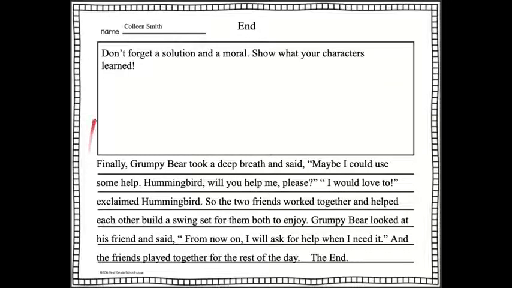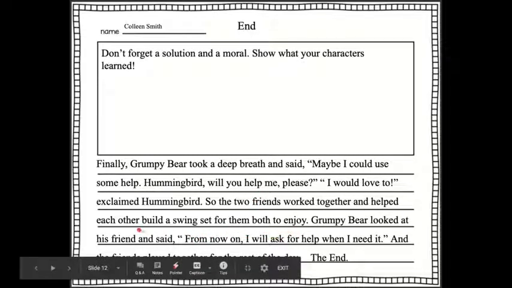Let's take a look. Let's go up here and use this as a little checklist. Did I include a solution? Did the problem get solved? Yes, the problem got solved. They were able to build the swing set together. Did I show what a character learned? Absolutely. From now on, I will ask for help when I need it. There's Grumpy Bear in dialogue telling us, the readers, what he learned. Okay, so I included all the important parts that I needed for the end of my story.